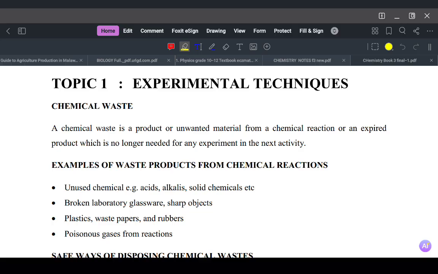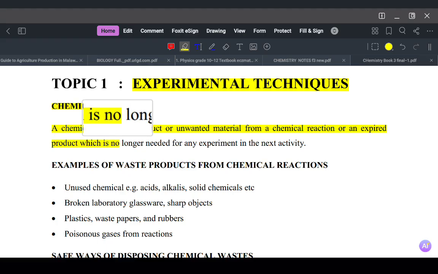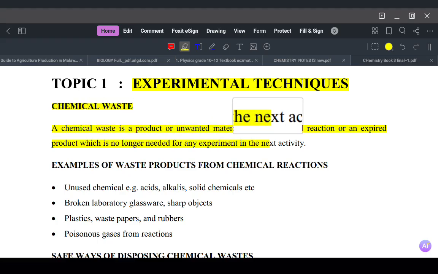So welcome to our Form 3 topic. This is the first topic of your Form 3 chemistry. Your first topic is called chemical wastes. So in lesson 1, we defined a chemical waste as a product or unwanted material from a chemical reaction, or an expired product which is no longer needed for any experiment.